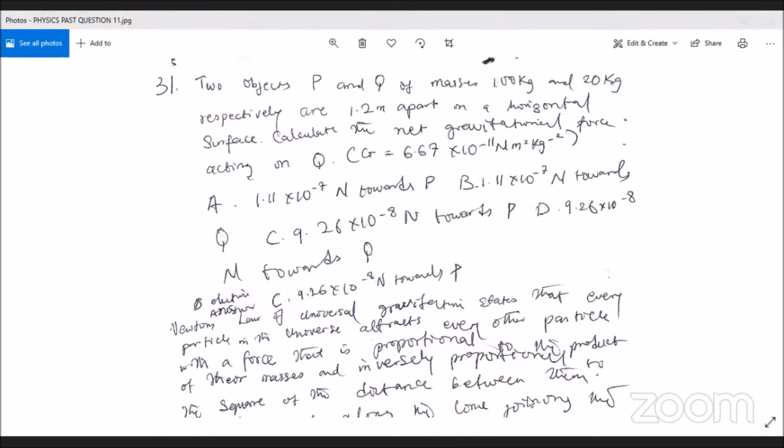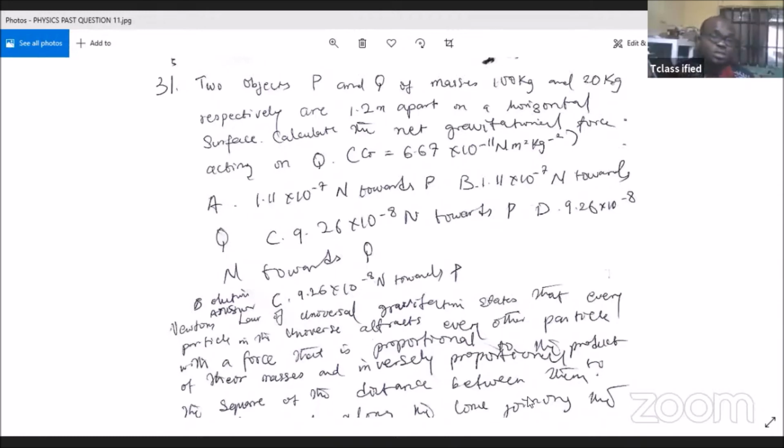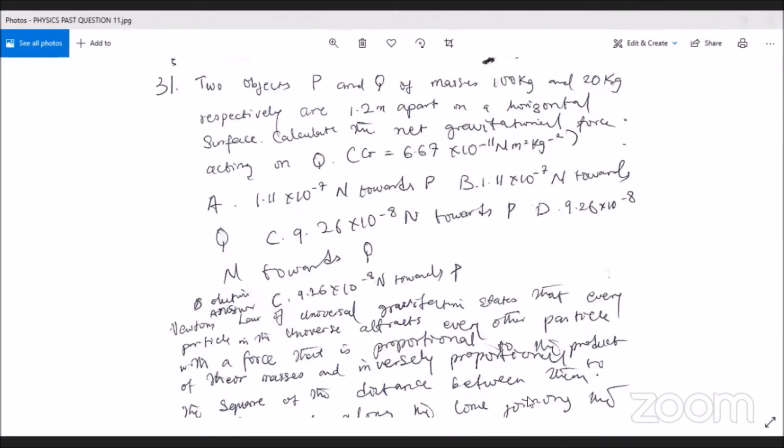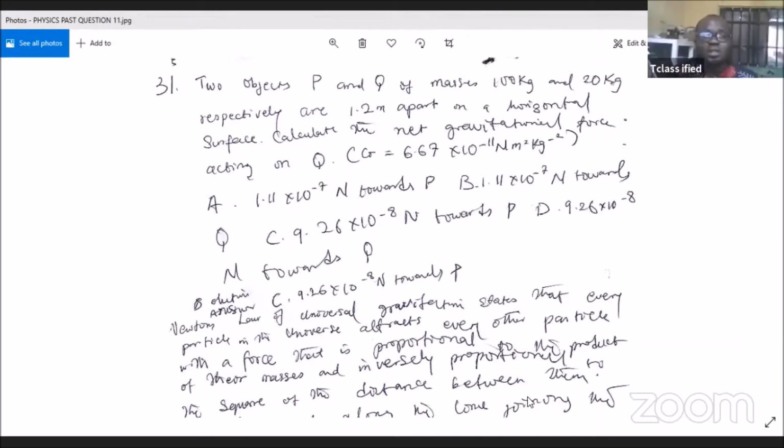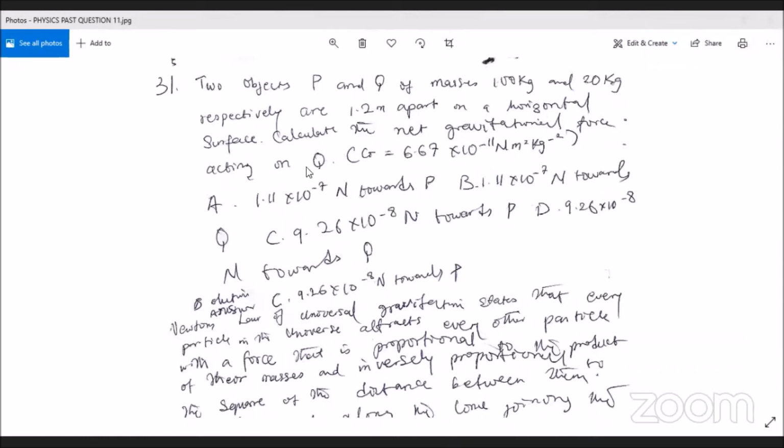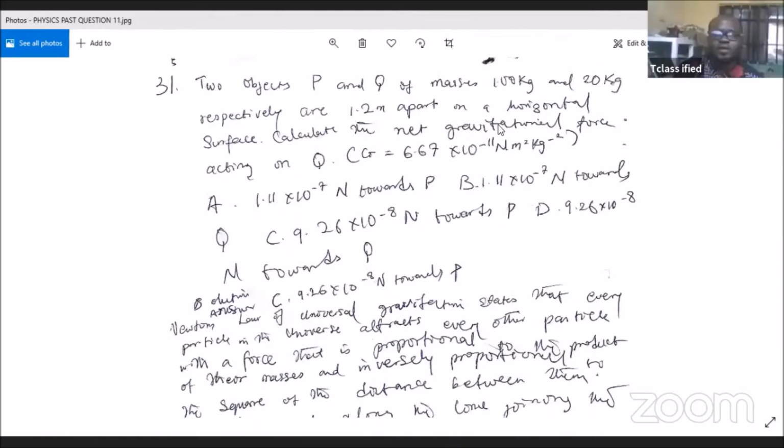Well, I don't understand the statement that Q must be attracted towards P. Okay. You're looking at Q. Can you see this Q that you're looking at? Can you see Q here? Yes. So they told you to calculate the net force acting on Q.